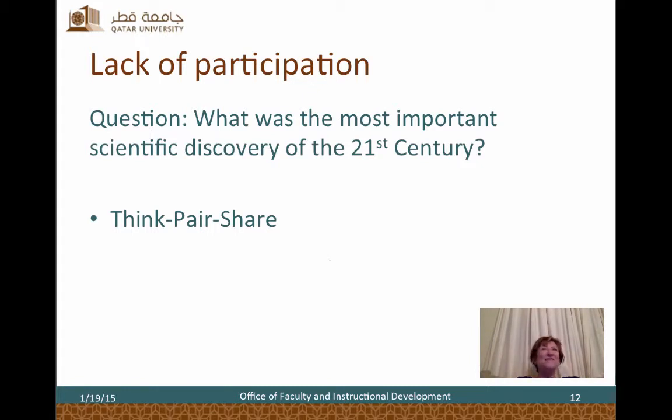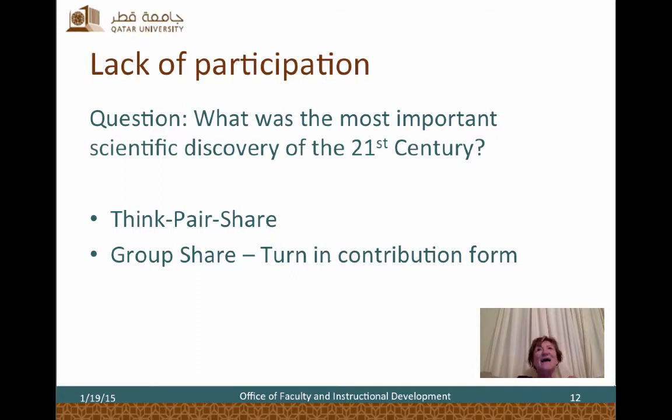Now what that does, a think, pair, share is extremely powerful. It makes everyone participate. After you've used it a few times, they all know they better be talking about it because you might call on them. And it gives those at-risk students a sheltered place to try out their answer. Maybe if a peer says it's not a silly answer, maybe it's not a silly answer and they'll be more willing to share it. It's a very powerful technique to use.